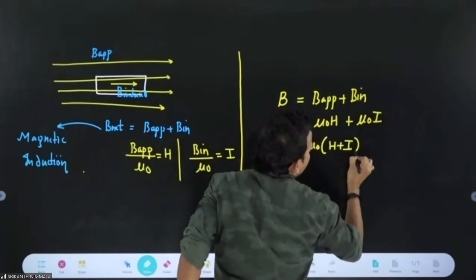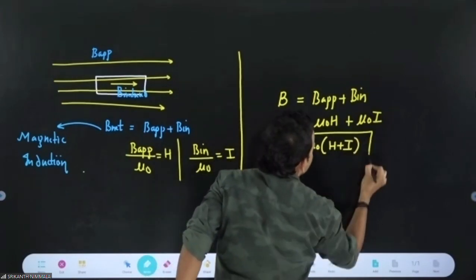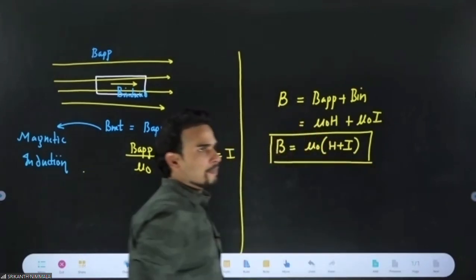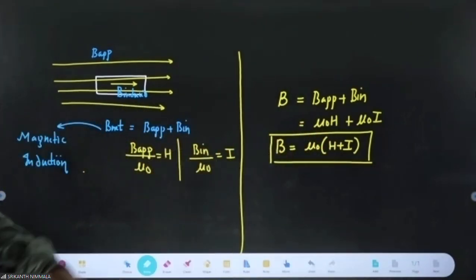This is one formula from which sometimes some questions are asked. First you write this one, but it is not very important. The more important part I will talk about after this. So B applied we can write as mu naught into H, B induced we can write as mu naught into I. So we'll put that there, we will get.